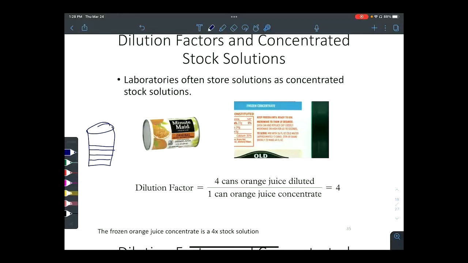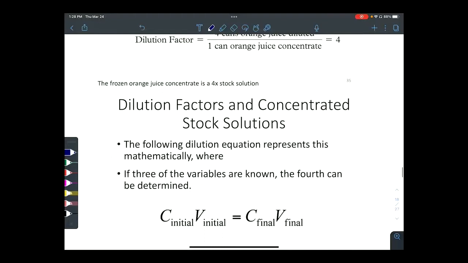It's kind of weird saying it that way: you start with 1 can of your orange drink, you add 3 cans of water, so you have a total of 4 at the end, and that's why the dilution factor is 4. So that's another way we can think about concentrations.